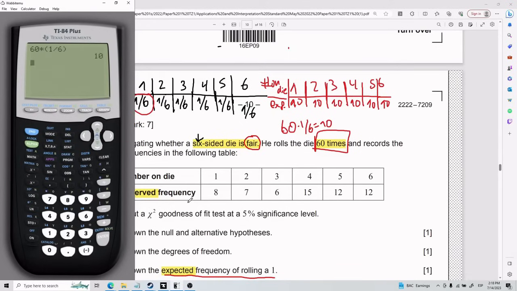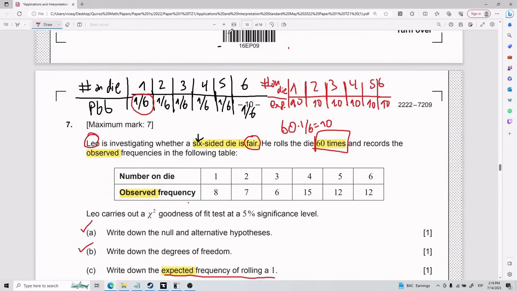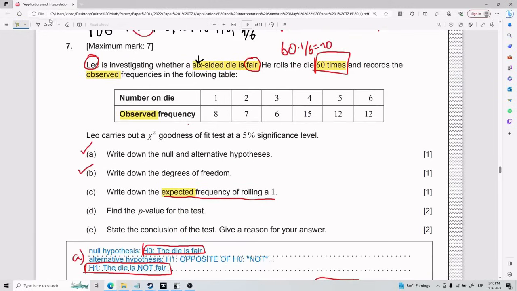Okay, so that is expected probability. I do the same for the rest of them. This is my expected table. See, this is all just doing 1 over 6 times 60. That is how I reached that. Awesome, cool. So the expected frequency of rolling a 1 is just going to be 10.